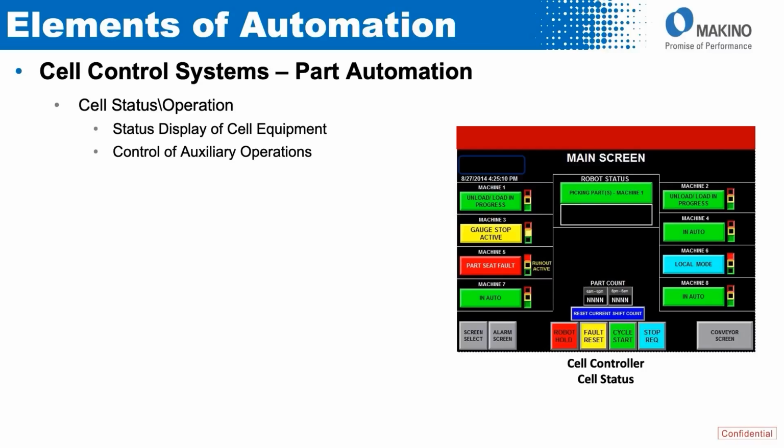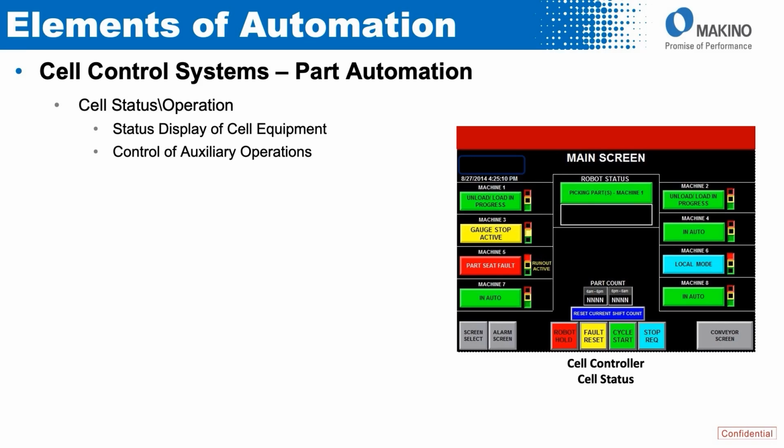Then let's talk about the part automation. So with this cell control, it's a little bit different. You're not running very many different part types through, so you're typically running the same style of part through the machining center. And so you want to focus here on the recovery of the automation and the auxiliary operations that may be going on, because your scheduling is not as important.